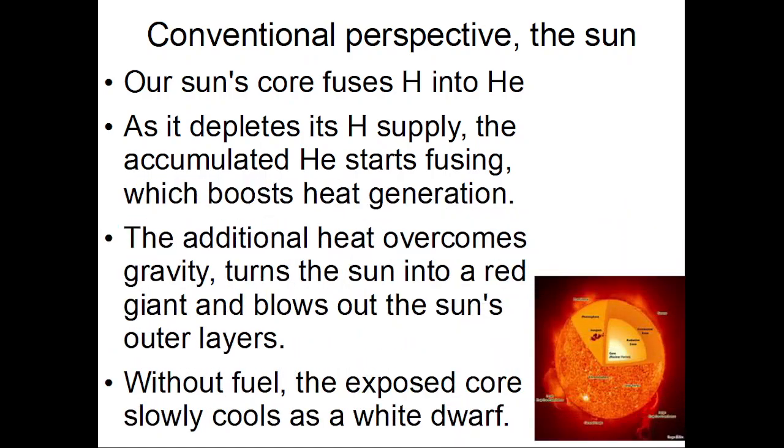As an example, our sun fuses hydrogen into helium in its core, thereby producing heat. This reaction depletes hydrogen and accumulates helium. Eventually, the sun starts fusing helium, which generates additional heat. This additional heat overcomes gravity, which expands the sun into a red giant and blows away the sun's outer layer, forming what's known as a planetary nebula. Left without fuel or pressure, the exposed core very slowly cools as a white dwarf.